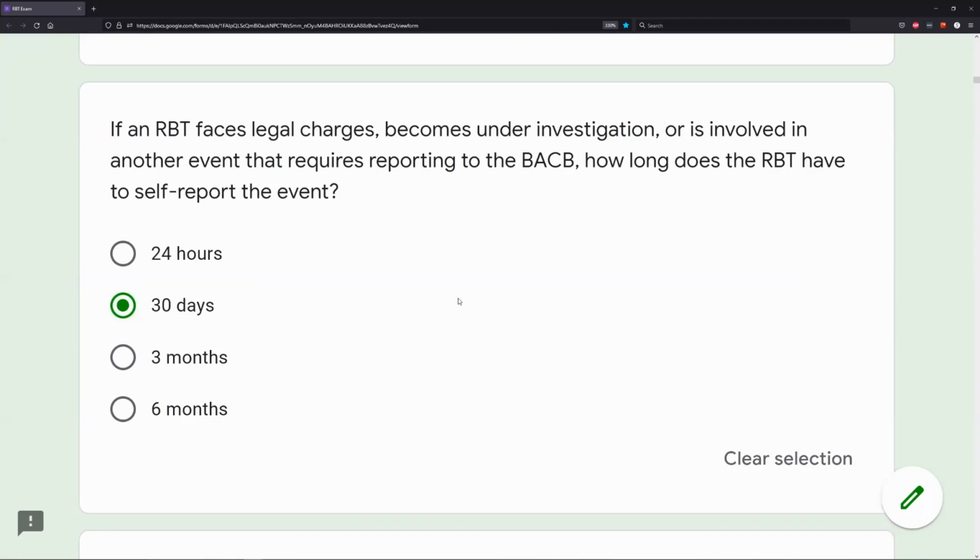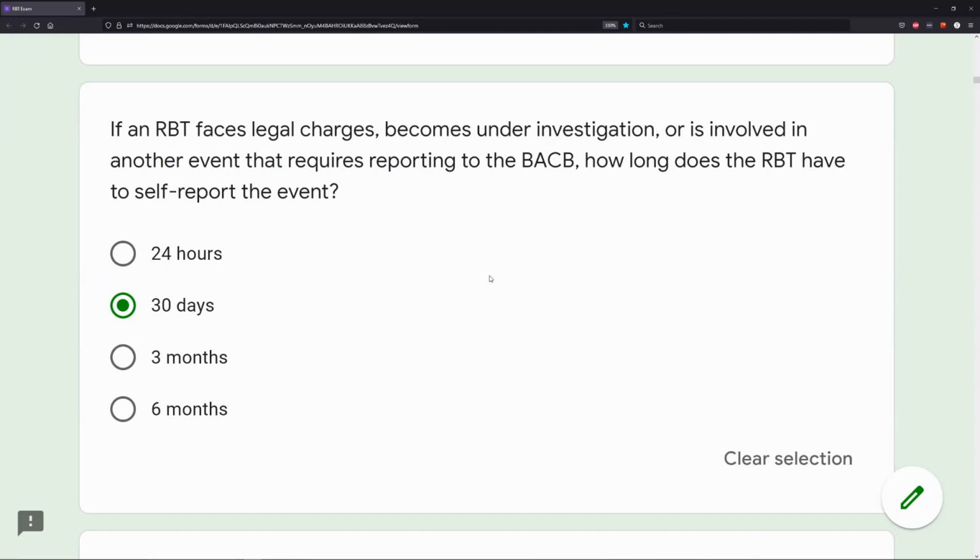When it comes to self-reporting events, which RBTs must do, okay, you have 30 days from the time the event happens to self-report. Now, these are extreme circumstances, okay? Legal charges, under investigation. It has to be something pretty serious to self-report to the BACB. But if you do come across that situation, you're going to have 30 days to self-report that event without action being taken.